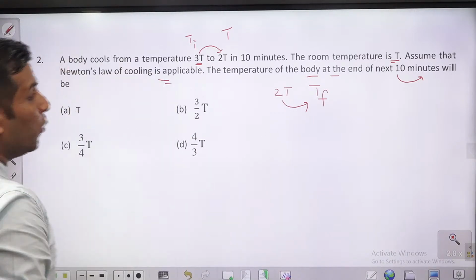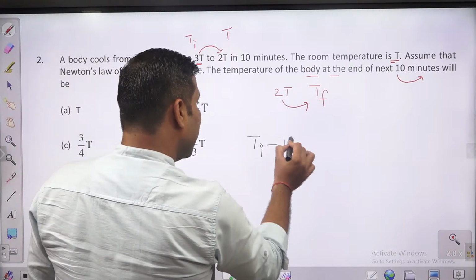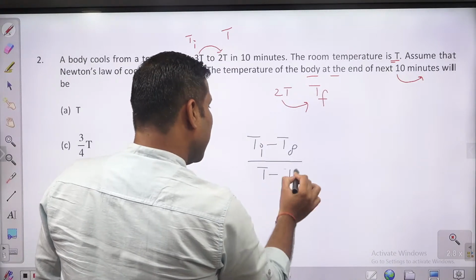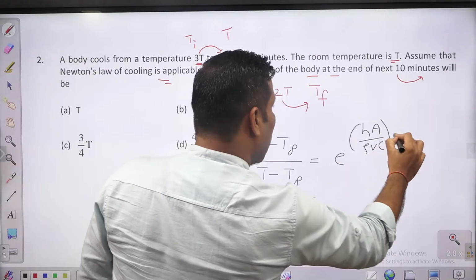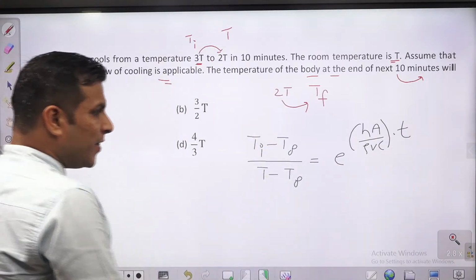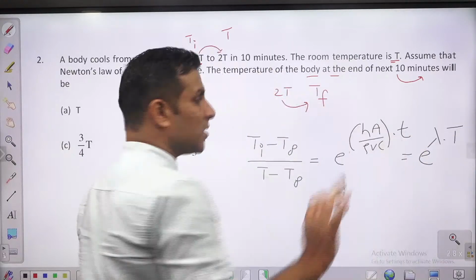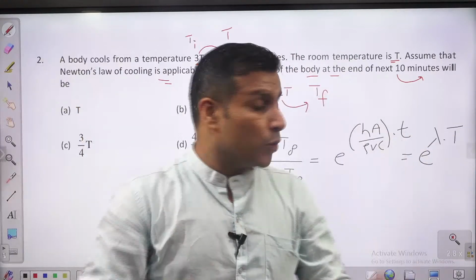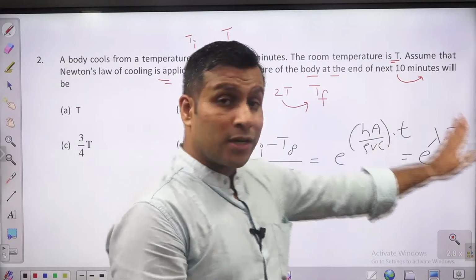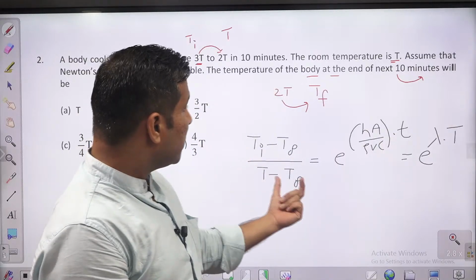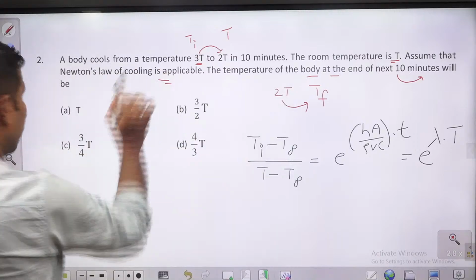When lump analysis is applicable, you can write it here: Ti minus T infinity divided by T minus T infinity equal to e to the power hA by rho V c into tau. Tau or t, you can write it here. You can write this as e to the power some constant lambda into t also, because h is a constant. For a particular condition, h is not going to change. Area of the body is constant, density is constant, volume is constant, specific heat is constant. So all these things are constant. So Ti minus T infinity by T minus T infinity is equal to e to the power lambda t, where lambda is a constant. So you can put this here and you will get two equations.